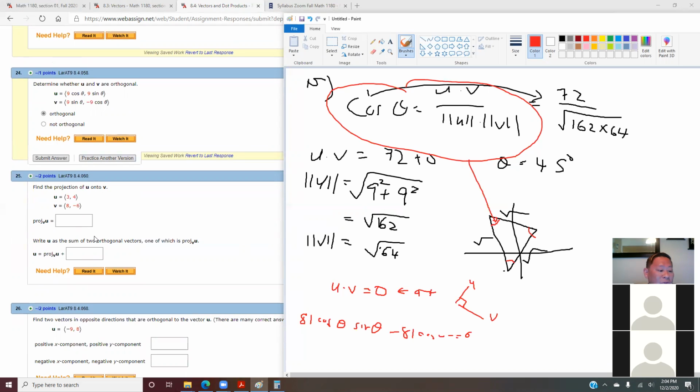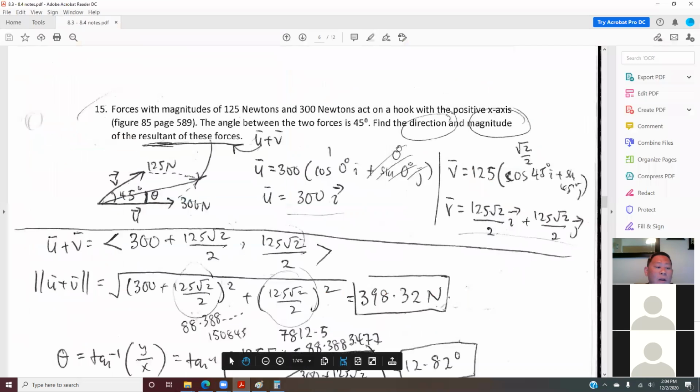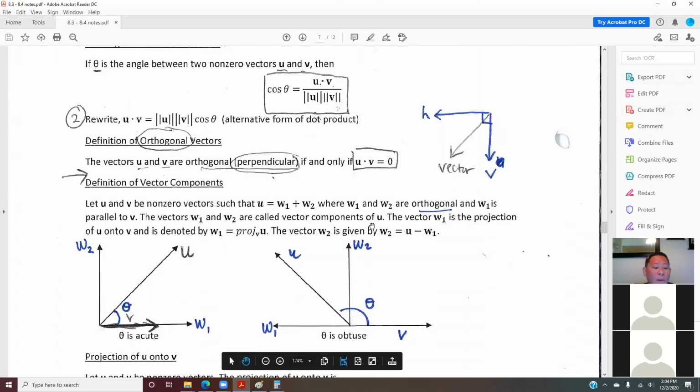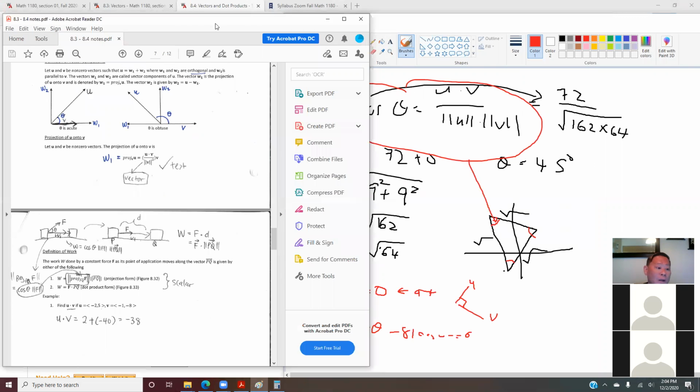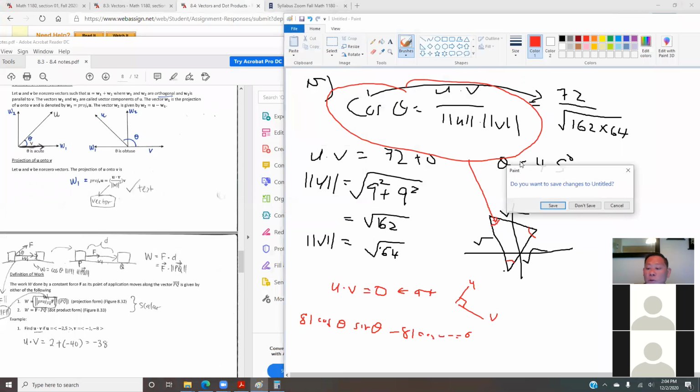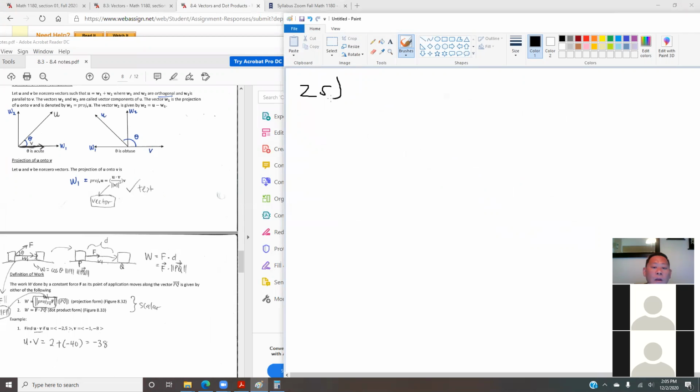And the last one we're going to talk about is this projection. How do we find this projection of V onto U? We have a formula. The formula for the projection is U dot V over the absolute value of V squared, times V. This is the formula we have to use for question number 25. Let me show it to you. If you want to find the projection of U onto V, the formula is U dot V over the absolute value of V squared, and then after that you multiply this with V. So this is the formula.